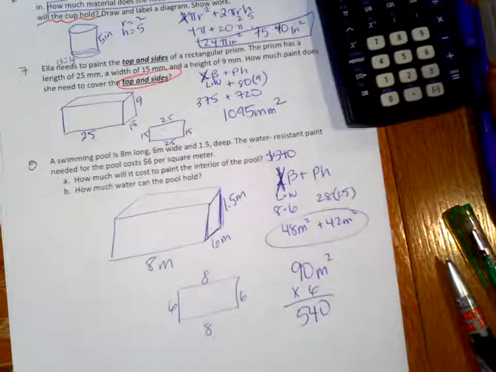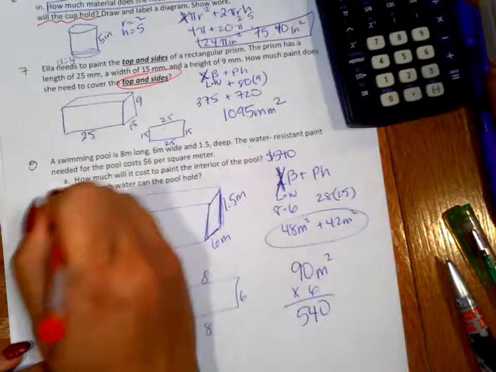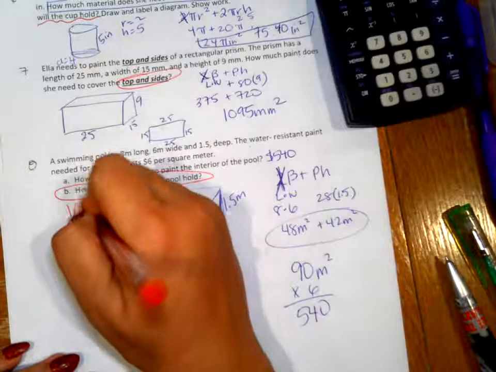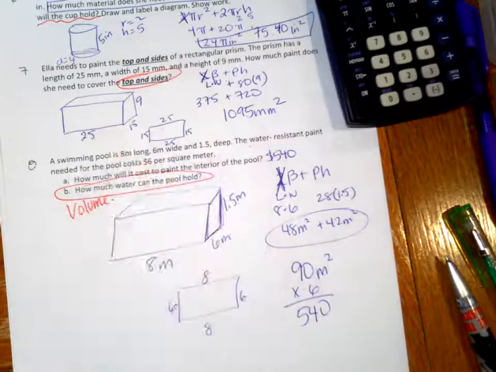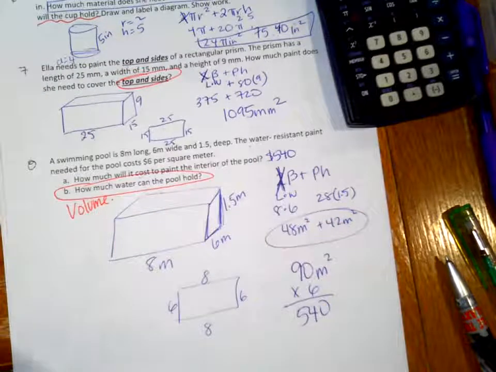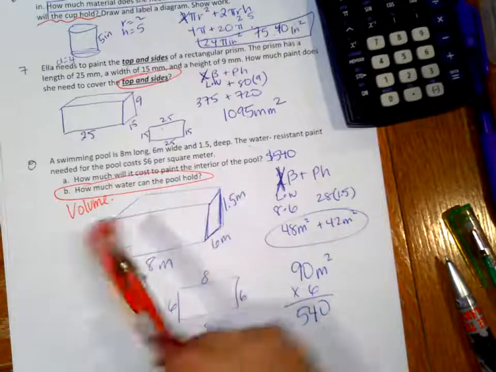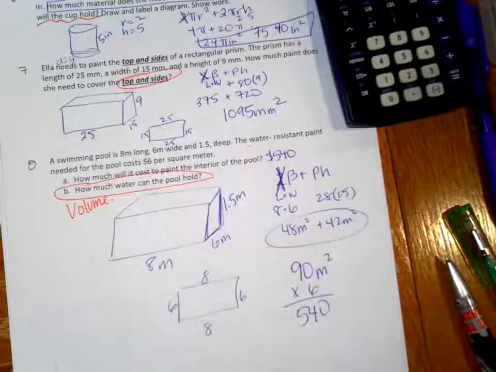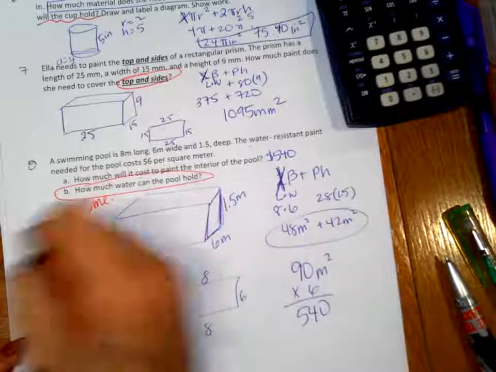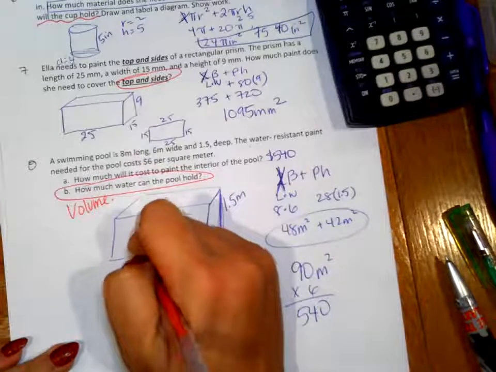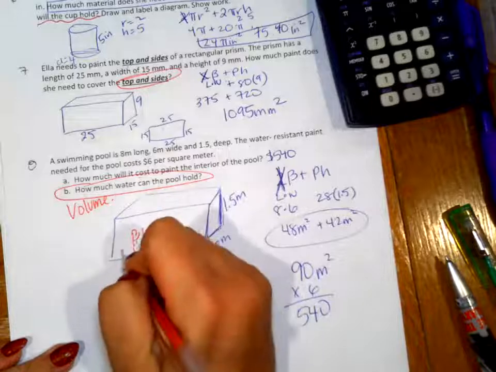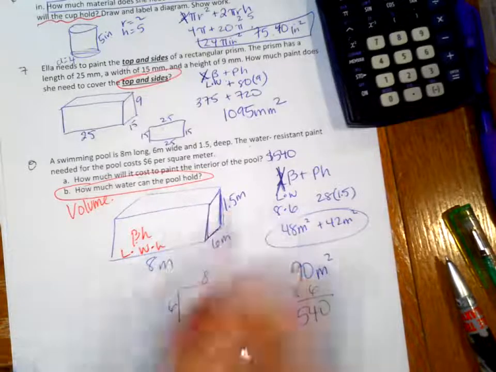B, how much water can the pool hold? Okay, that's a volume question. They want to know how much you can put in there. Okay, I want to fill up my pool with water. So to do that, you remember you're going length times width times height. Rectangular prisms for volume, super easy. I know another way they did it is the area of the base times the height, but that's really just length times width times height.